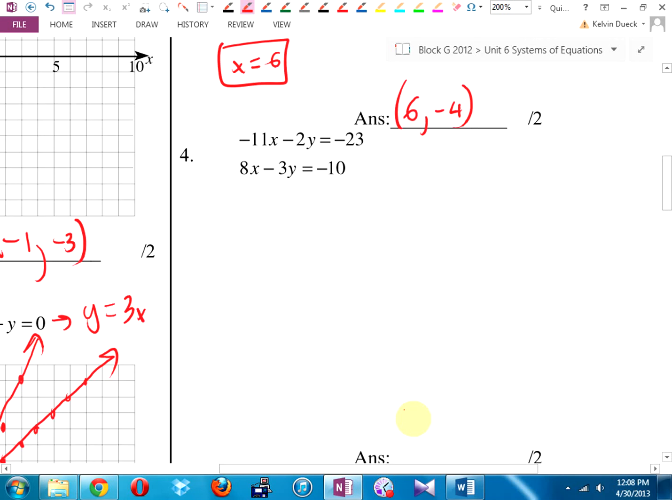4. I'm going to get rid of the x's since one's positive and one's negative. You could get rid of the y's. Wouldn't be wrong. I'm going to get rid of the x's, and I can already tell you I'm going to need lots of room. I'm going to divide this in half. I'm going to multiply equation 1 by 8 and equation 2 by 11.